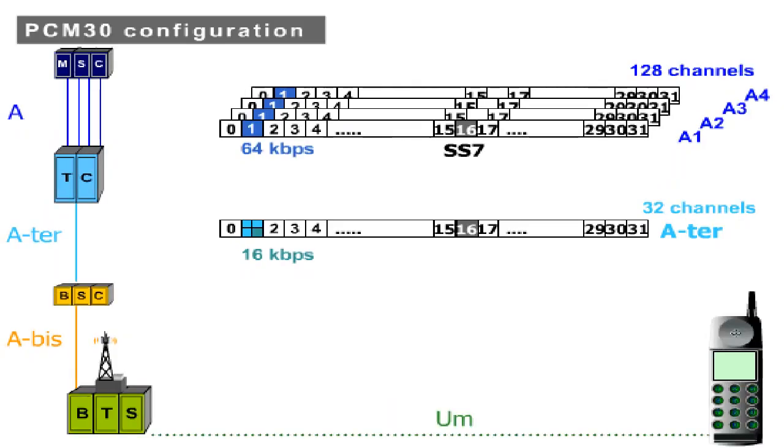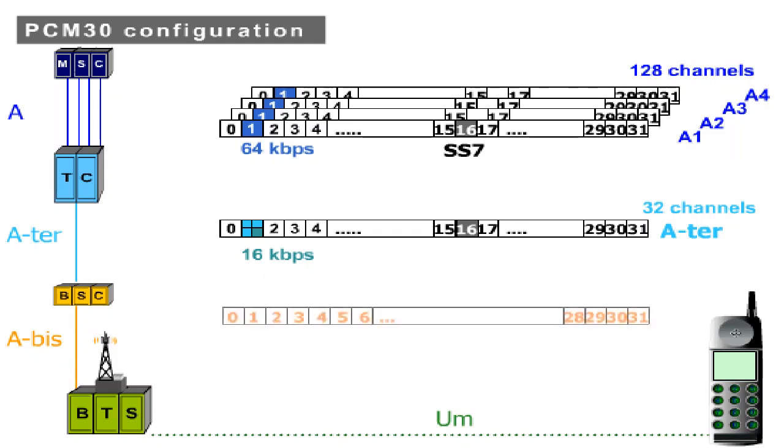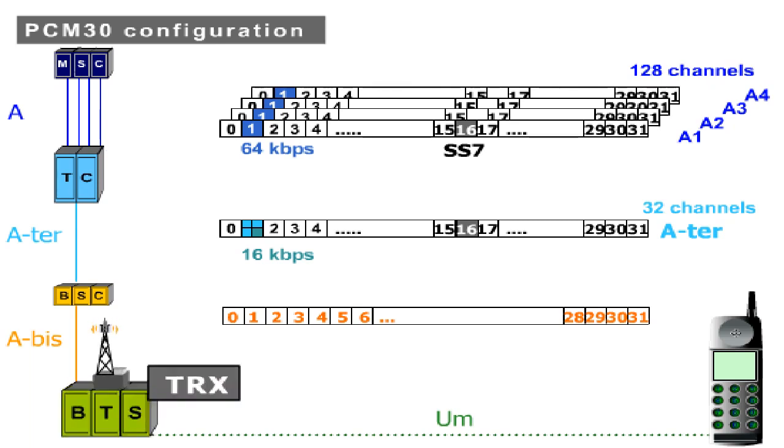The frame structure consisting of 32 channels is also found at the A-BIS interface. Channel 0 is used for synchronization. The remaining 31 channels transmit warning information for operation and maintenance of the BTS, known as O&M alarms, as well as signaling and voice data. Finally, the information from A-BIS is transmitted to the air interface UM via the TRXs, the radio transceivers of the BTS.